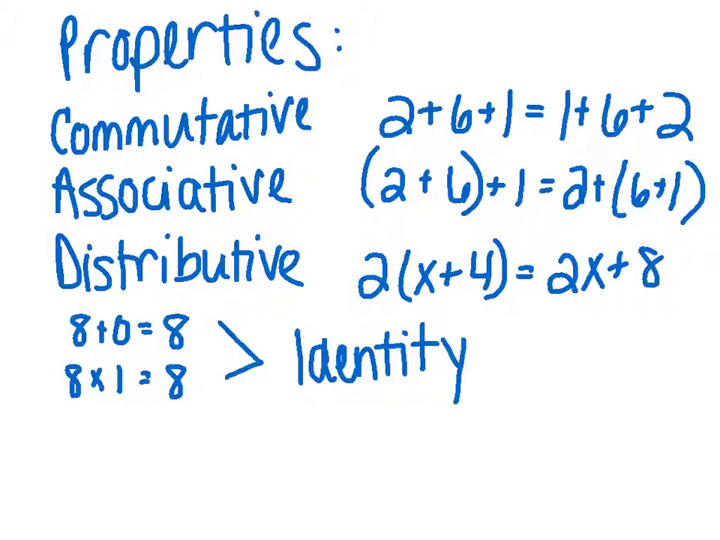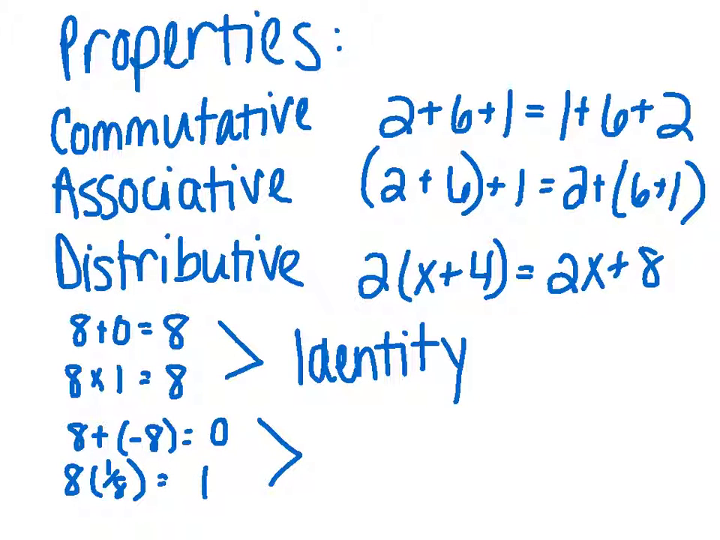What if I have 8 plus negative 8 equals 0? Or 8 times its reciprocal, 1 over 8, equals 1. Those properties had a special name also. Obviously, one's for addition, one's for multiplication. Whitney? Inverse. Right. These are the inverse properties.